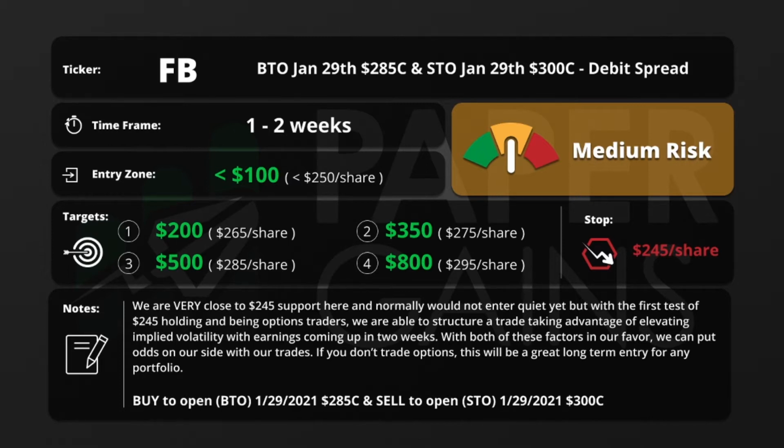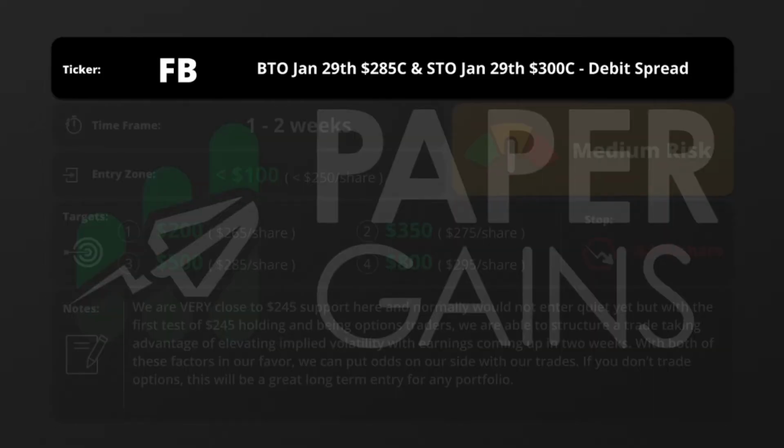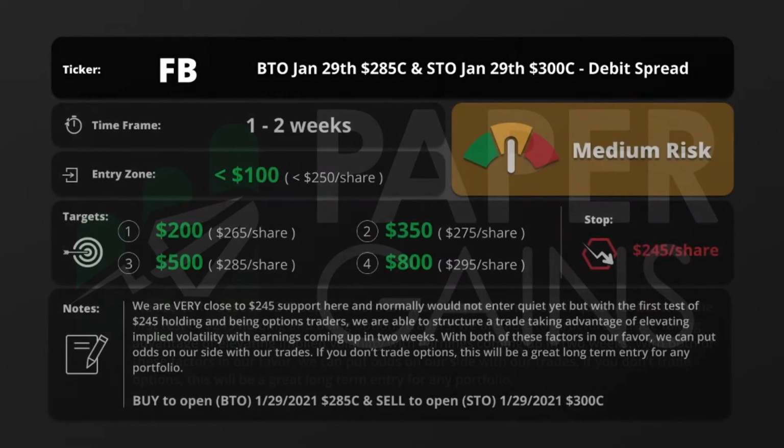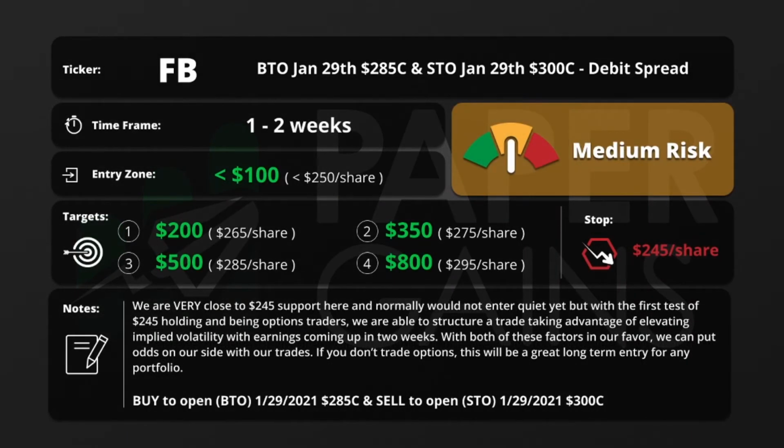So really quick, on the screen I have an old alert that we sent for Facebook. First things first, how do you know it's Facebook? Well, this first bar tells you what we're trading on the left and what the actual trade structure is on the right. The next piece is time frame.